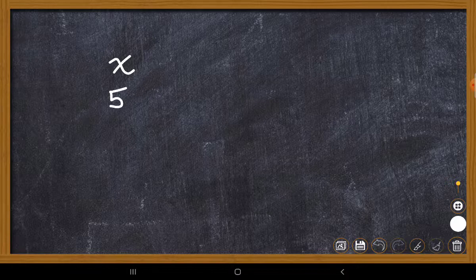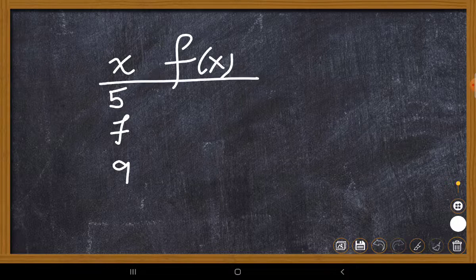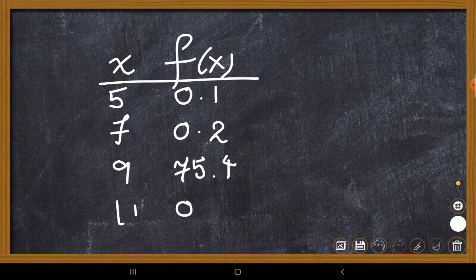So that means, for example, suppose your x values are 5, 7, 9, and then suppose your corresponding values are 0.1, 0.2. Then you cannot have all of a sudden this value jump to 75.4 and then come back again to 0.3. If you have these sort of values, then you cannot use interpolation.